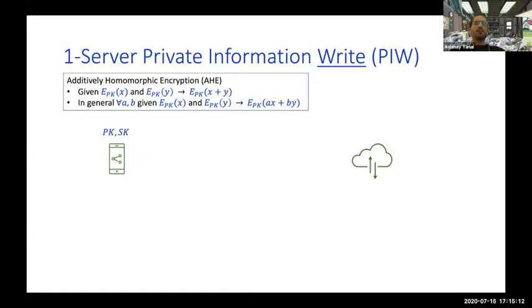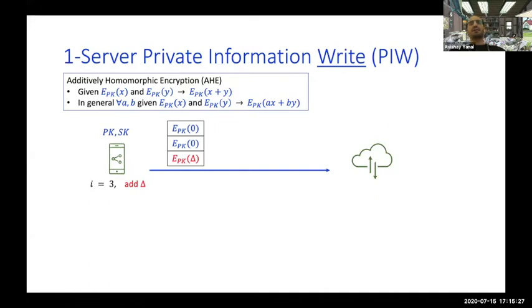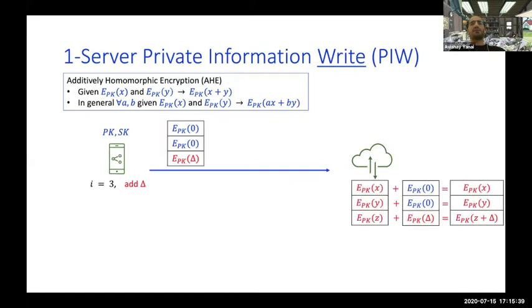So we saw how read works. Now we can see how write works, which is quite similar. Here, the client wants to add delta to the third entry of the table. So again, the client sends a vector of encryptions to the server, but now instead of an encryption of 1 in the third entry, she puts an encryption of delta. The server uses the additivity property of the encryption again and updates each entry by adding the encryption given from the client. Now, the communication and computation of both the client and the server is order of n, which is the size of the table.